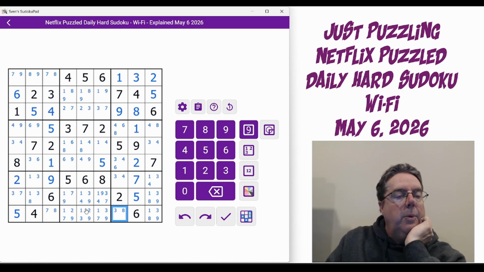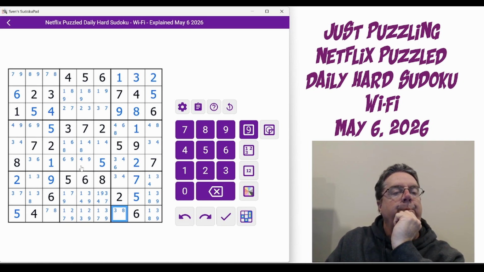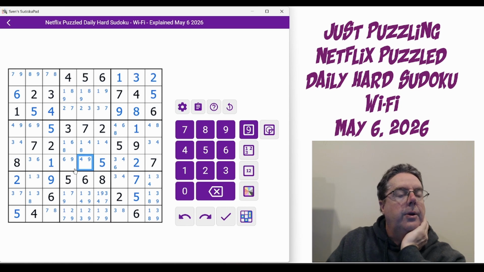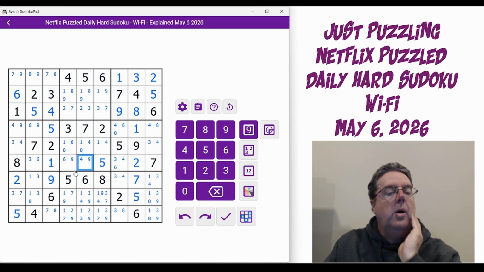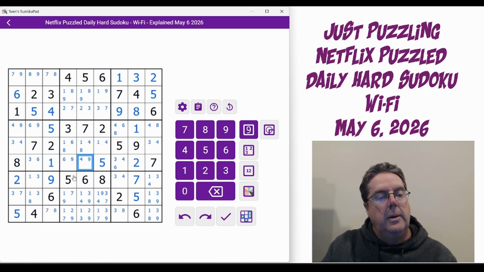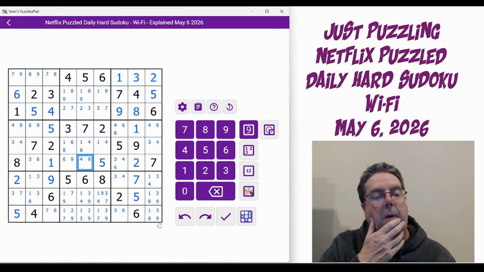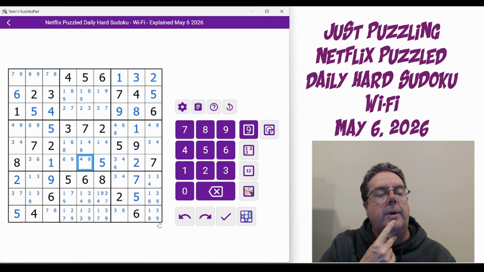Right, so 1 is there, 1's there, so it's not making any sense. 9's there, 3's there. 6 is there, 6 is there.